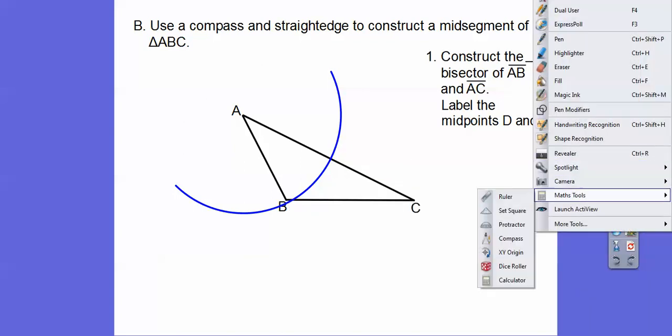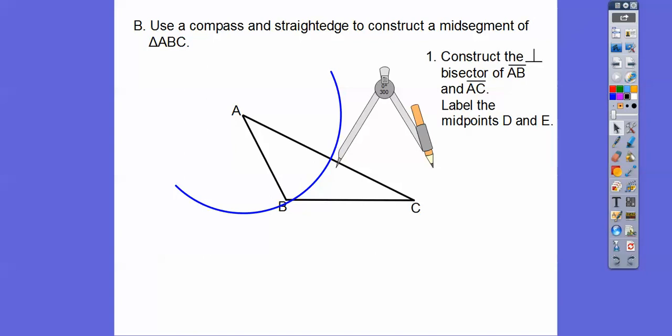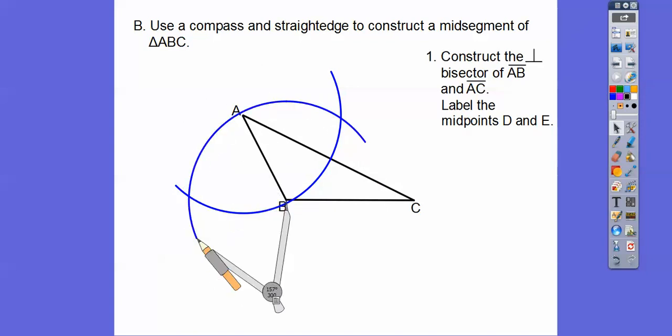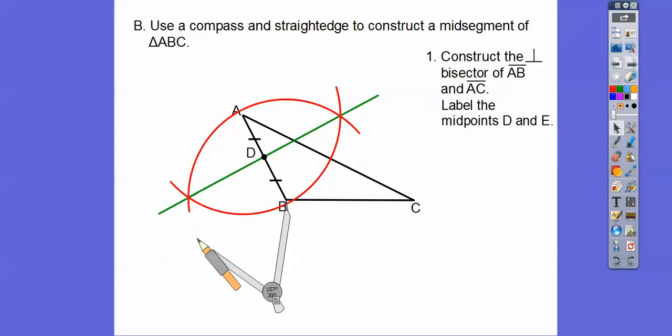So, math tools, compass. Now I'm going to do the same thing from point B. It has to be the same compass opening. I picked the pencil up, so what I do now is get a straight edge and connect this point to this point, okay? Let's do that. I'm going to pick up a straight edge, and there it is right there.